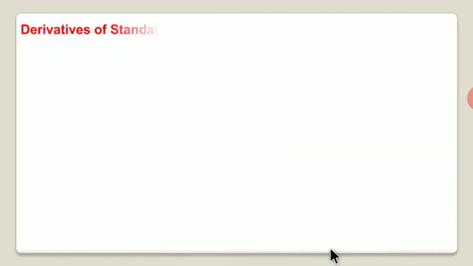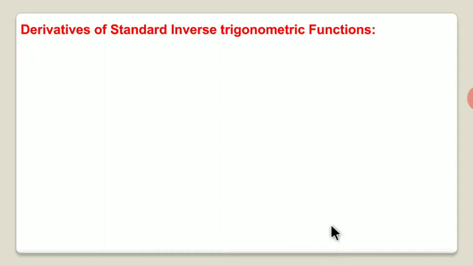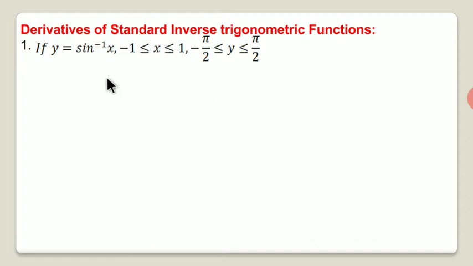Now let's see some standard derivatives for the inverse trigonometric functions. We see them one by one here. So the first one is, if y is equal to sine inverse x, where x lies in the closed interval -1 to 1, that is -1 is less than or equal to x less than or equal to 1, and -pi by 2 is less than or equal to y less than or equal to pi by 2.